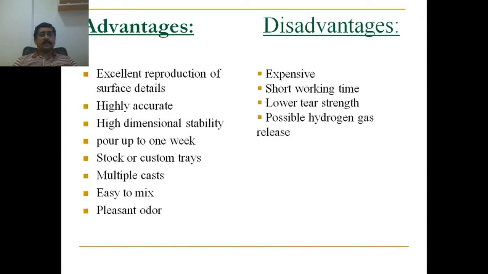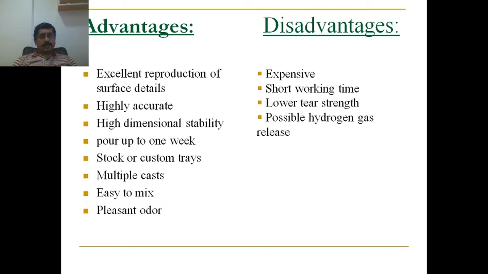They have excellent reproduction of surface details. They are highly accurate and dimensionally stable. It can be kept for 1 week without pouring, that is, the pouring can be done even after a week. It can be used with stock or custom trays. Multiple casts can be made. It is very easy to mix and it has a pleasant odor.